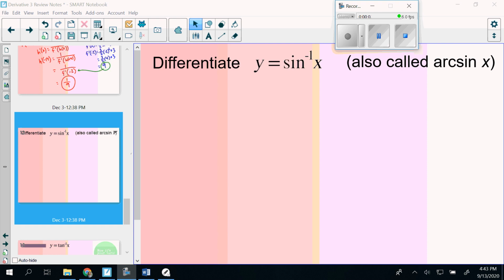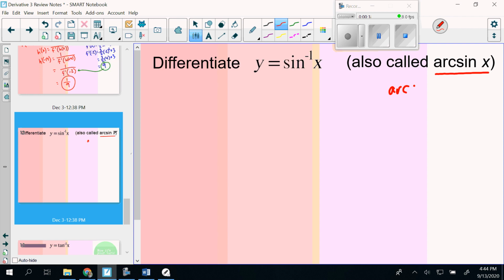All right, another type of inverse function is inverse trig functions. Here they want us to differentiate, or find the derivative of, inverse sine of x. Note that some textbooks, as you get older, may refer to this as arc sine of x. Arc sine of x is the same as inverse sine of x.